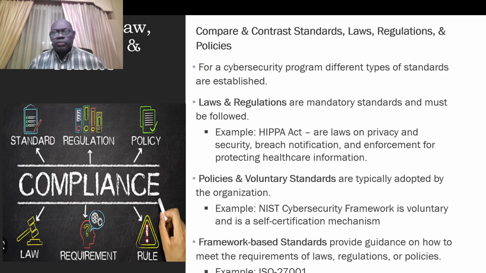For a cybersecurity program, different types of standards are established. Laws and regulations are mandatory standards and must be followed. Example, the HIPAA Act. Policy and voluntary standards are typically adopted by the organization, like the NIST Cybersecurity Framework, which is voluntary and is a self-certification mechanism. Framework-based standards provide guidance on how to meet the requirements of laws, regulation, and policy. Example, ISO 27001.